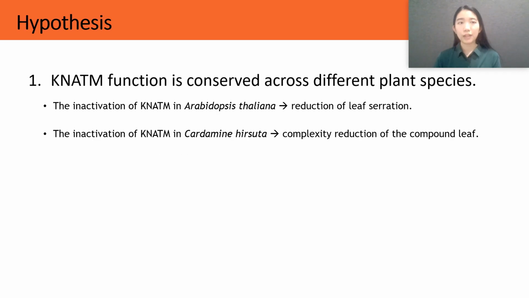And so the hypothesis of this study is that NetM function is conserved across different plant species. And if it's conserved, then the inactivation of NetM in Arabidopsis thaliana will result in the reduction of leaf serration, while the inactivation of NetM in Cardamine hirsuta will result in the reduction of the complexity of the compound leaf.